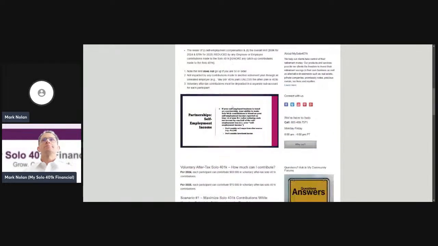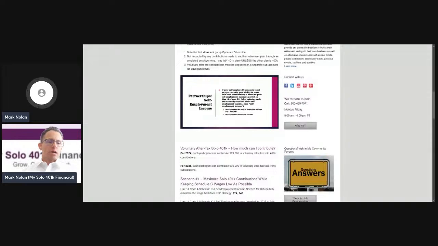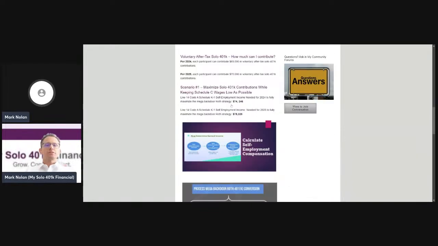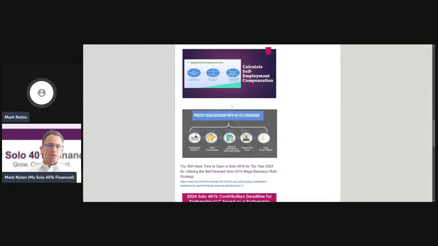So one, if we're talking about a partnership self-employed business, you first need to identify your self-employment income from that partnership. You're going to do that by reviewing a Form 1065 Schedule K-1, and you're going to look at line 14 of that Form 1065 Schedule K-1. And you want to make sure it has a code A. So line 14 with the code A, that's essentially the self-employment income line for a partnership.